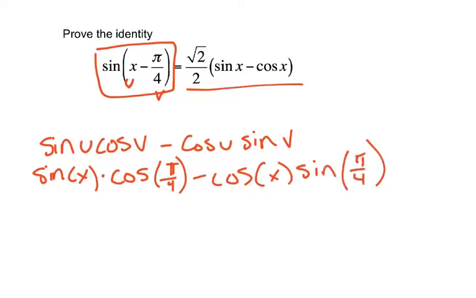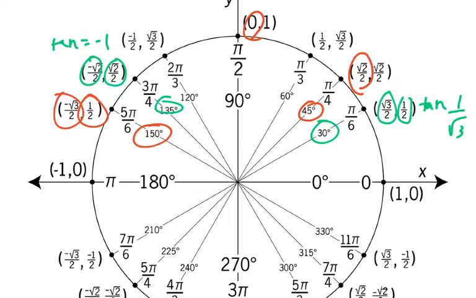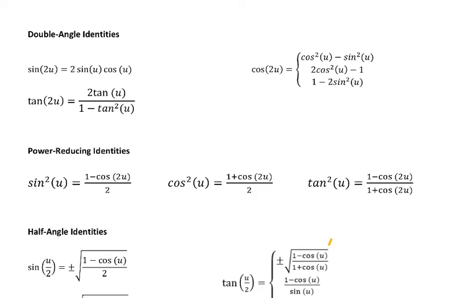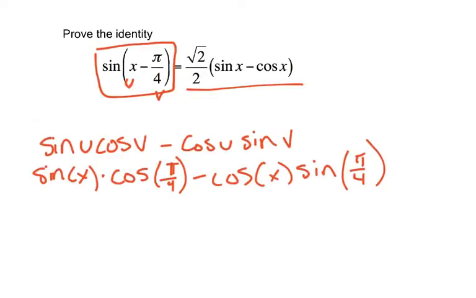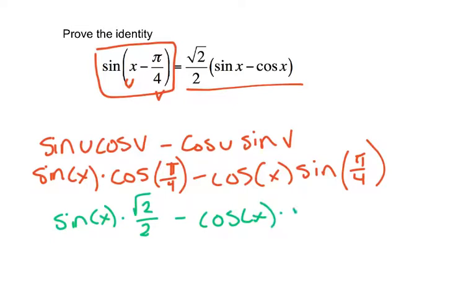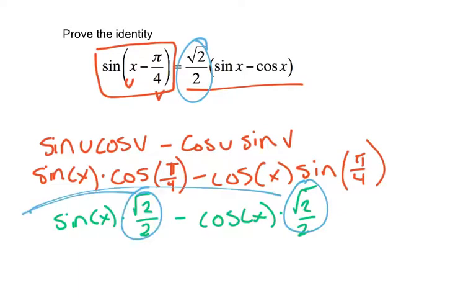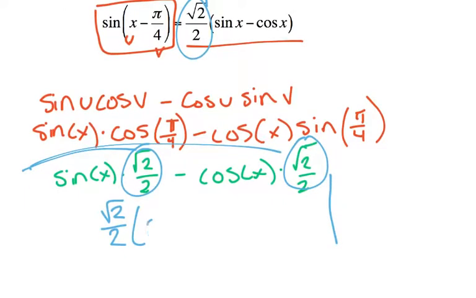So we're looking for cosine and sine of pi over 4. Cosine and sine of pi over 4 are both square root of 2 over 2. So this is going to be sine of x times square root of 2 over 2 minus cosine of x times square root of 2 over 2. And hopefully you can see that that is where this piece comes from, because I'm going to take those both out front and be left with a square root of 2 over 2 and then a sine of x minus a cosine of x.